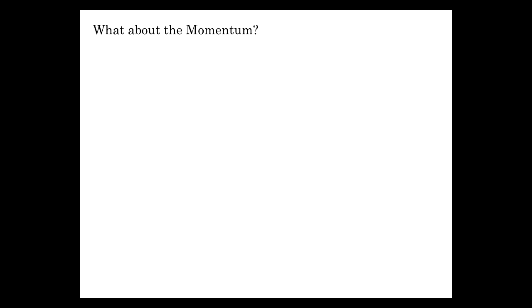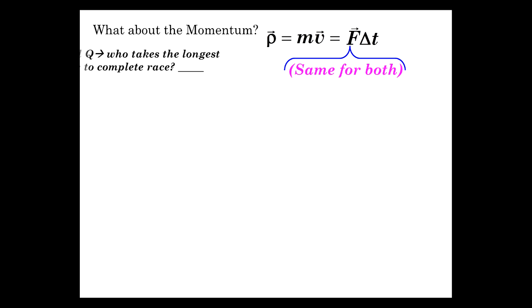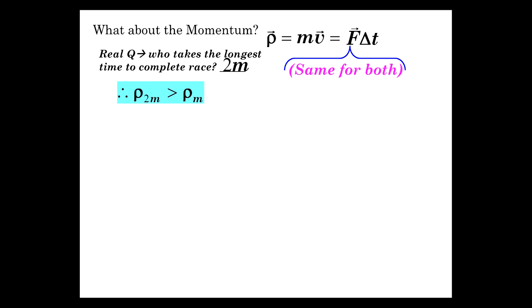Well, now, what about the momentum of the two skateboarders? Who has the most momentum, or are they the same as well as the kinetic energy? Momentum being mv, F delta t. Now, the force is the same for both. That was part of the problem. So who takes the longest time to complete the race? In other words, which one has the greater delta t over this F? Well, of course, that's the 2m, isn't it? Thus, the 2m has greater momentum.